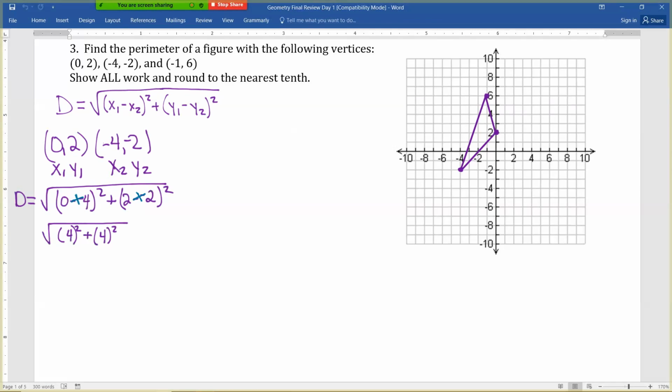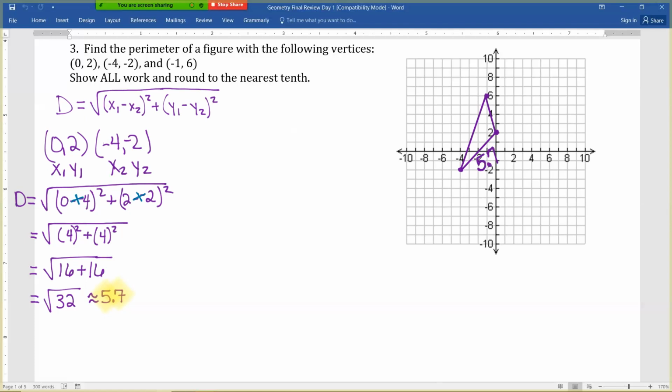So now I have the square root of 4 squared plus 4 squared. 4 squared is 16, plus 4 squared is again 16. So now I have the square root of 16 plus 16, which is the square root of 32, which is approximately 5.7. So that tells us that this distance here is 5.7.